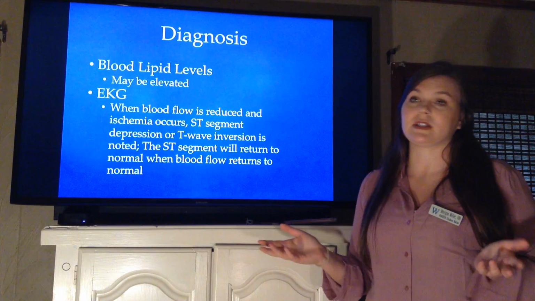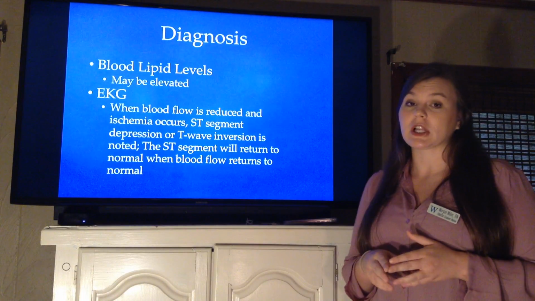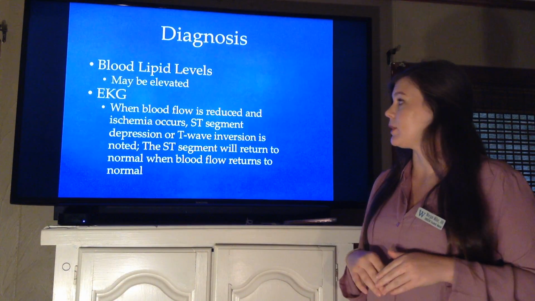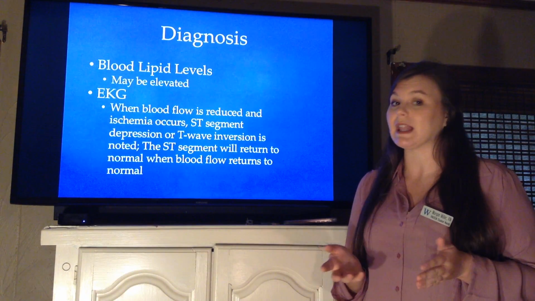So how to diagnose this? You'll get blood lipid levels, where we're going to check your cholesterol. You'll just go to the lab and get some blood work done. That's it. Like I said, most of the time these levels will be elevated.